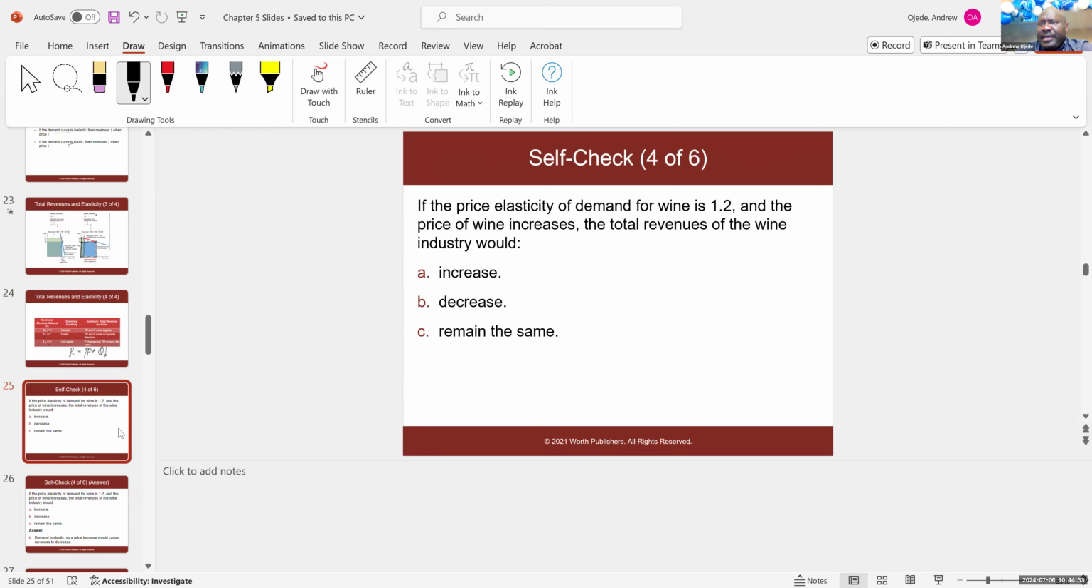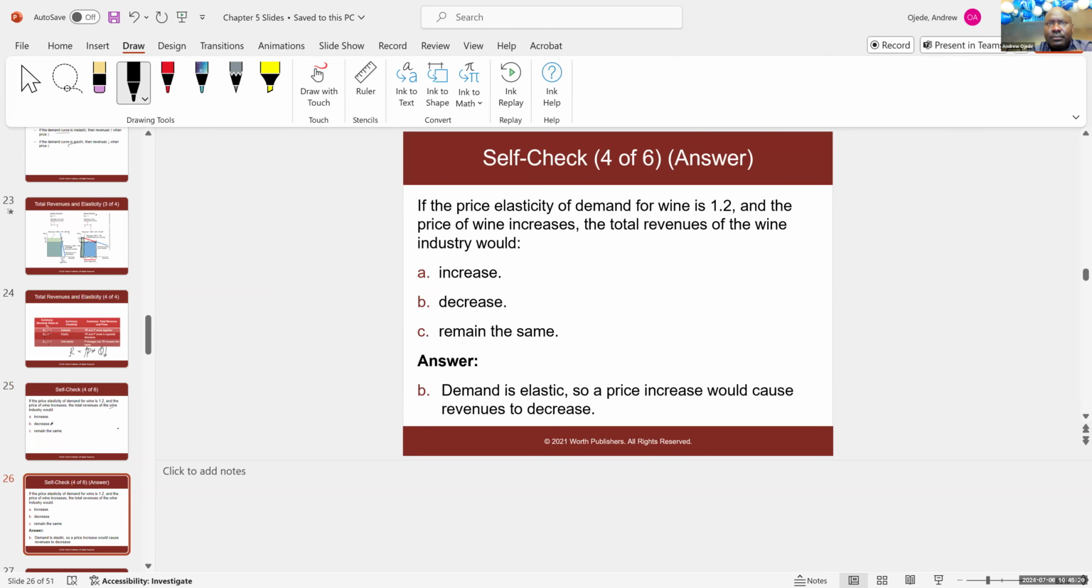So again, self-check here. If the price elasticity of demand for wine is 1.2 and the price of wine increases, we know that when the price elasticity of demand is above 1, that good has elastic demand. Wine has elastic demand. So an increase in price is going to decrease total revenue. Okay? So when the price of wine increases, total revenue of wine is going to decrease. The answer is going to be B.